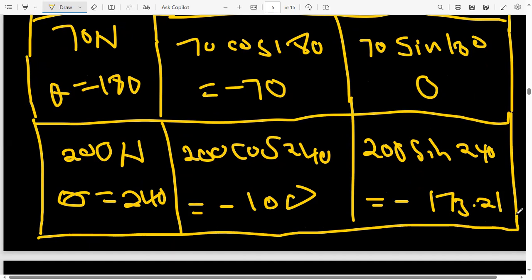So what is remaining is adding them. In this x component column, we are going to add all these. And then even in the y component, we are going to add.